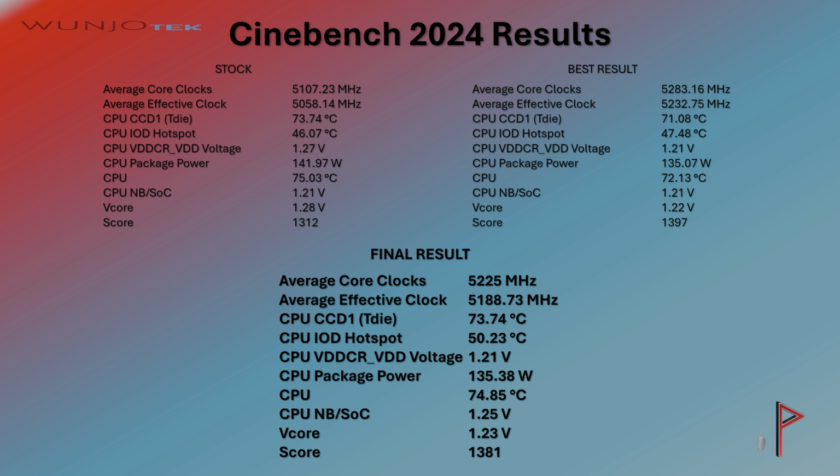And to drive the point home, the best result for me was not the best result according to Cinebench 2024, when I was pushing 5.4 gigahertz with the lowest V-core that I could get. I had a 1397 score in Cinebench 2024. I repeated that score, so I was never able to get above it, which makes me think we hit the limits of our silicon here.